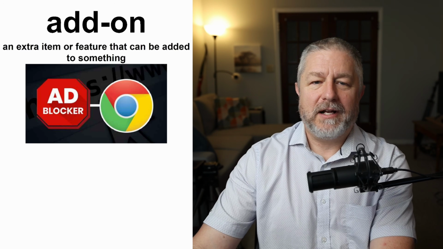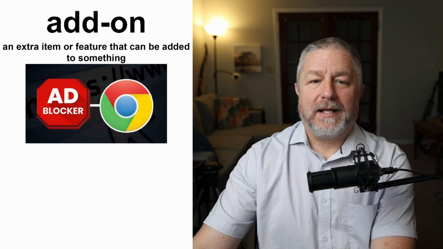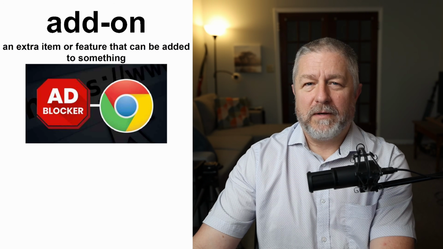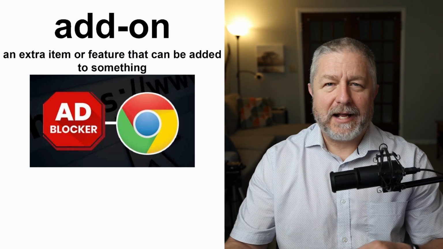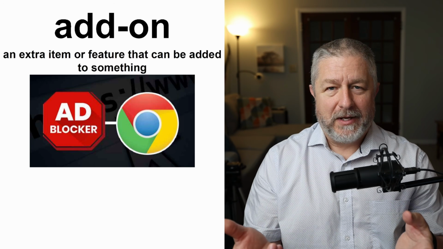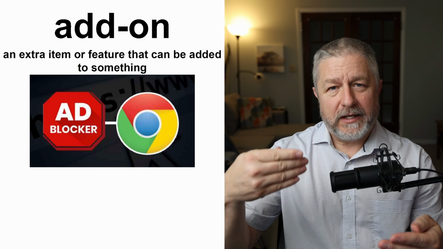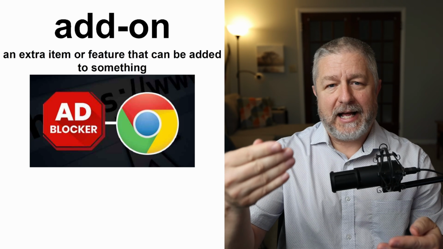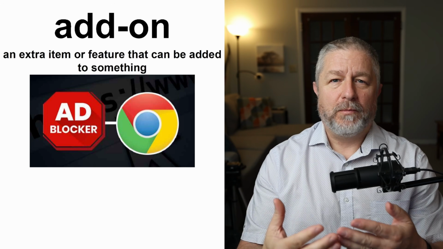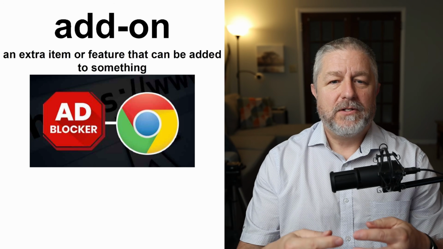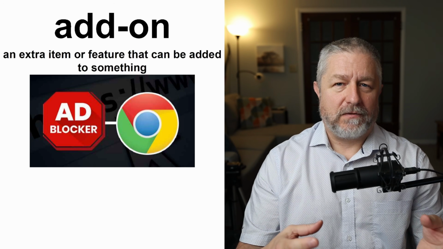Add-on: an extra item or feature that can be added to something. So one of the probably most common add-ons would be an ad blocker. If you are using Chrome as your browser, you can get another piece of software called an add-on that allows Chrome to block advertisements. So an add-on can be a piece of software.